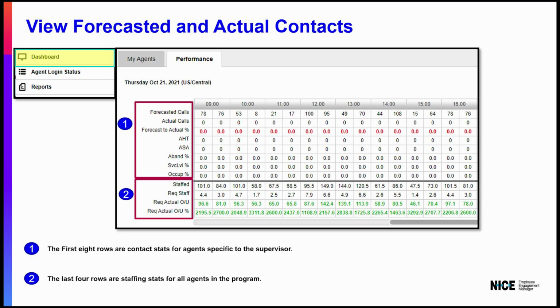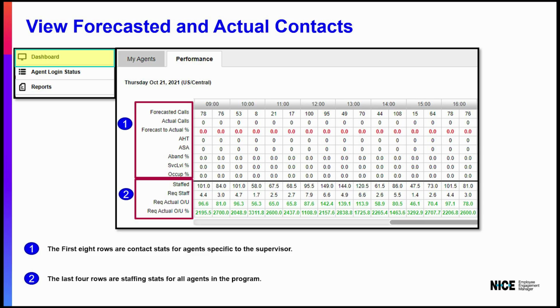However, we will provide you a quick high-level overview of what each of these statistics means. Forecasted calls is the number of contacts forecasted to come into your contact center. Actual calls is the actual number of contacts that came in. The forecast to actual percentage is the difference in forecasted and actual contacts expressed as a percentage. Average handle time is the amount of time that an agent is on a contact with their customer. ASA is the average speed of answer.